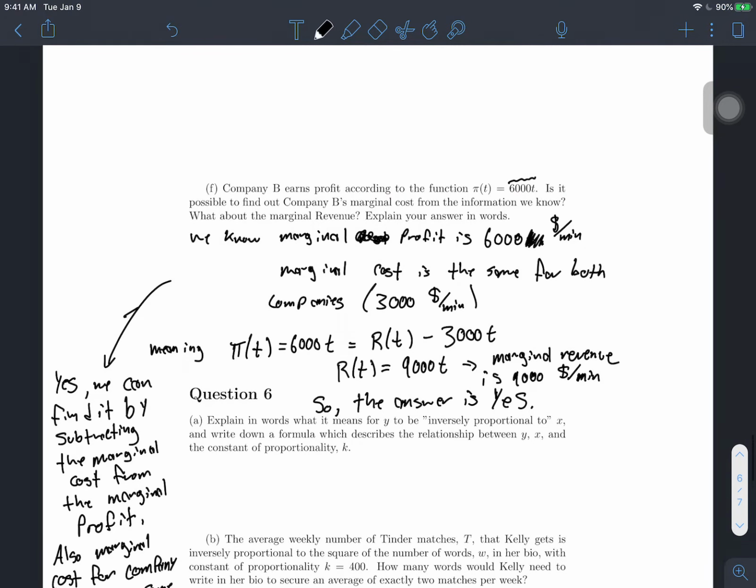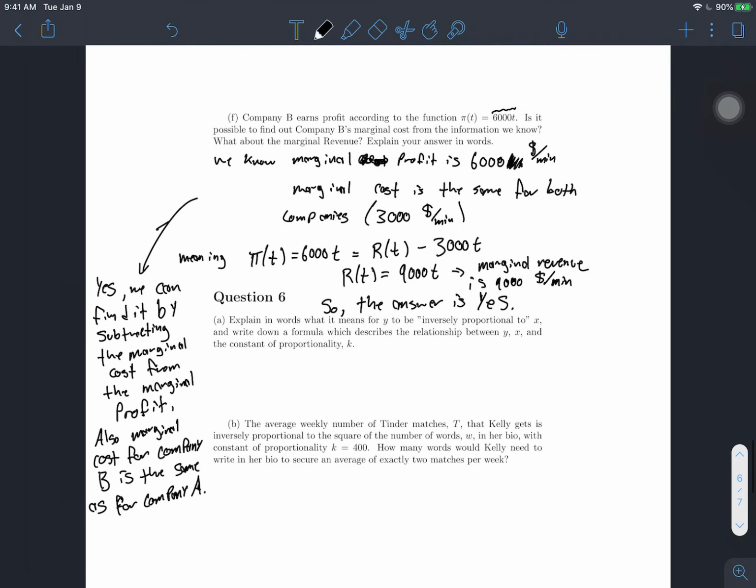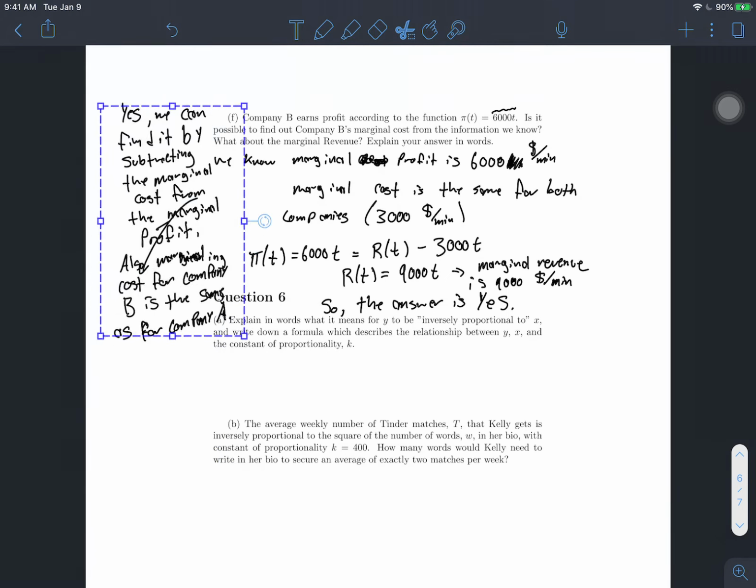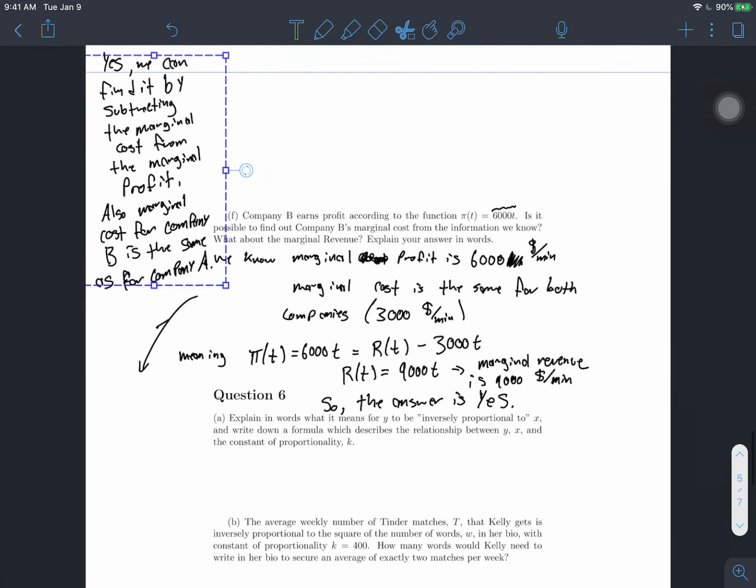Okay, let me move this stuff out of the way. Put up here.